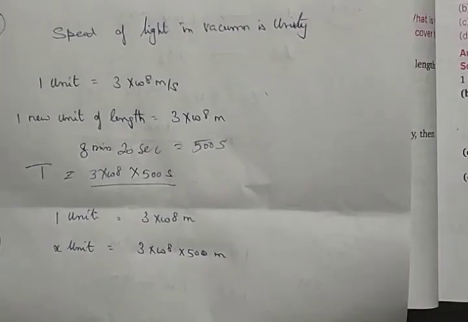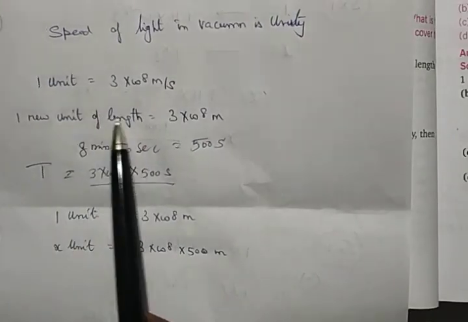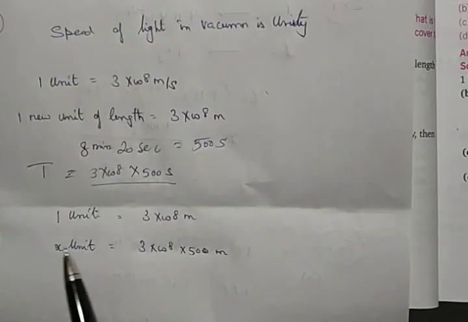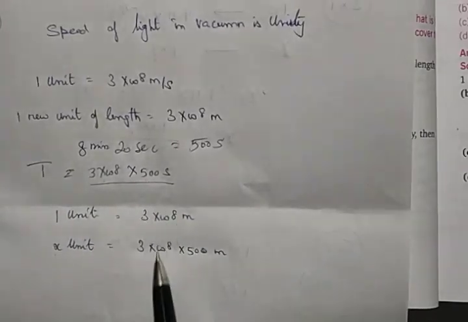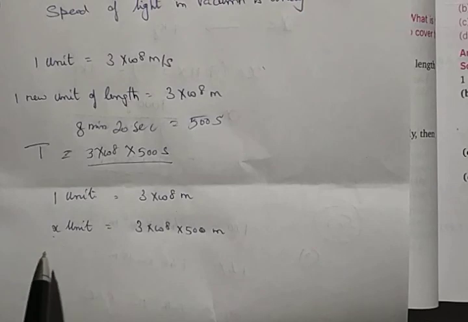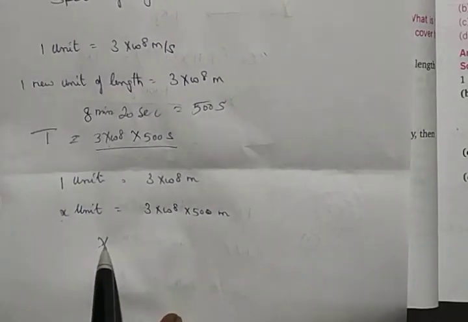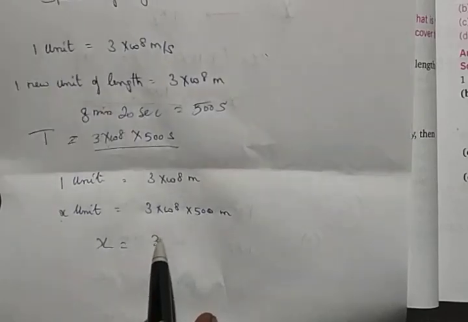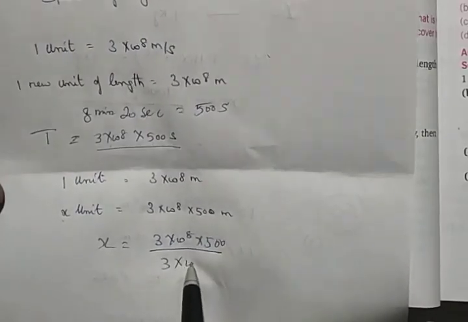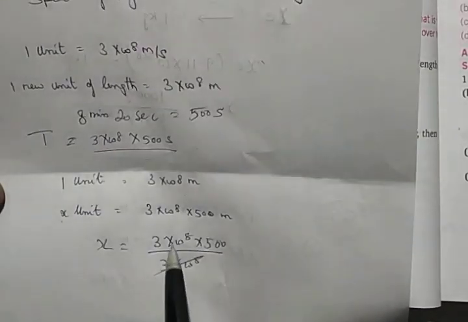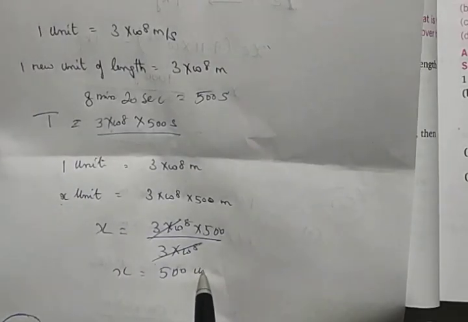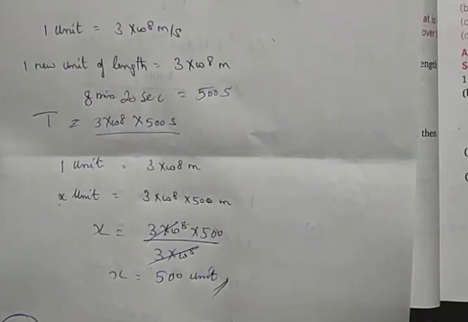So we know 1 unit, we already saw this one, 1 unit is going to be equal to 3 into 10 to the power of 8 meters. So how many units is going to be equal to this whole value, 3 into 10 to the power of 8 into 500 meters. When you do the unitary method, you get the value of x here. So x is going to be equal to 3 into 10 to the power of 8 into 500 divided by 3 into 10 to the power of 8. These two values get cancelled here. So x is going to be equal to just 500 in terms of the new unit. So that's the answer.